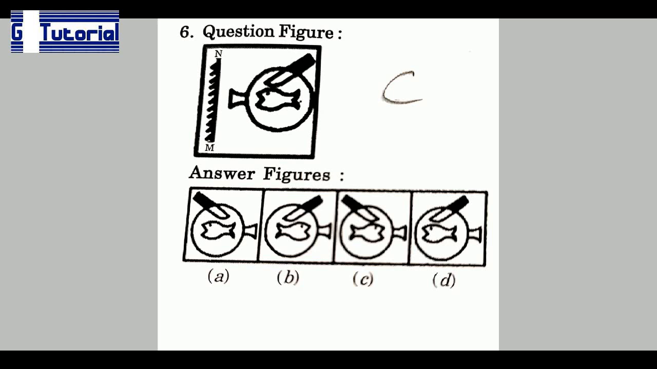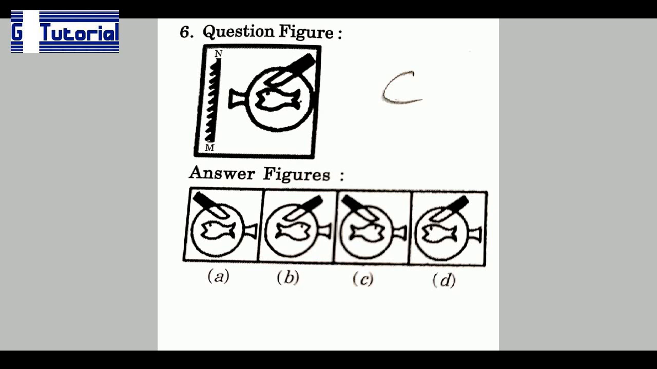The tail of this circle is towards the left side, and in the answer figure, that image will be on the right side. So, in every option it is on the right. Now, let us consider the fish within this circle. The mouth of the fish is pointing towards the left. So, in the answer figure it will be on the right. So, option B and C follow this.